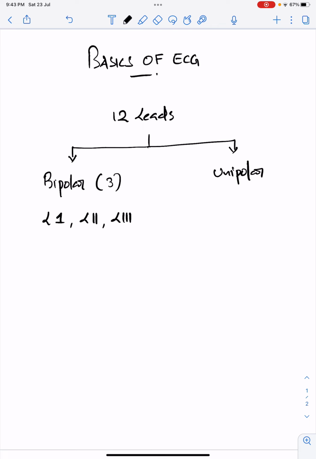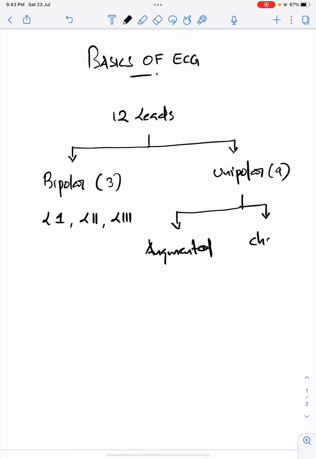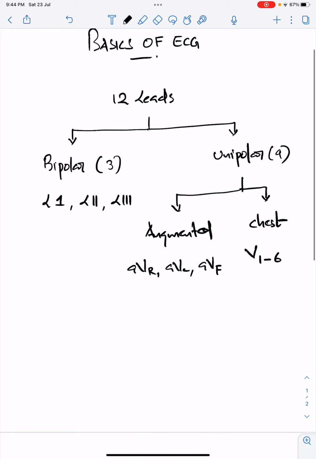Again, unipolar leads are the rest of 9, and they are further divided into augmented unipolar leads and chest leads. Chest leads are lead V1 to V6. The augmented unipolar leads are AVR, AVL, AVF. So these are the basic classification of 12 leads in ECG.